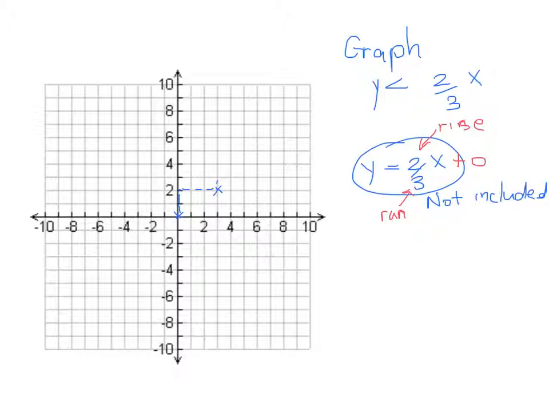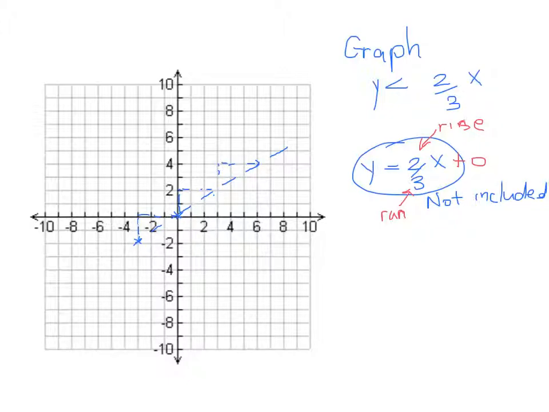We can do that again if we want to make sure that we're comfortable with our line. Rises 2 and runs over 3. And we can go the other direction if we want, running over 3 and falling 2. And so now we have enough points to make a line. Actually 2 would have been enough, but I like to be safe. Again though, that is not included in our solution, which means that it has to be a broken line. So I'm going to just erase parts of that line so we can see that this is a broken line. Broken line means it's not included in the solution.